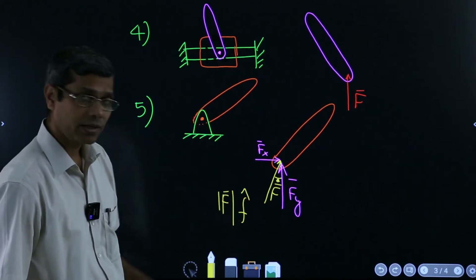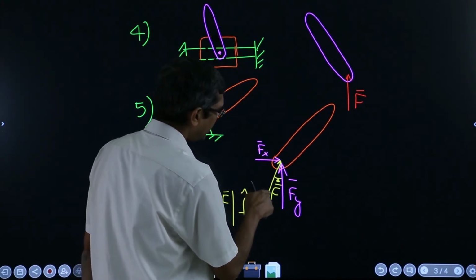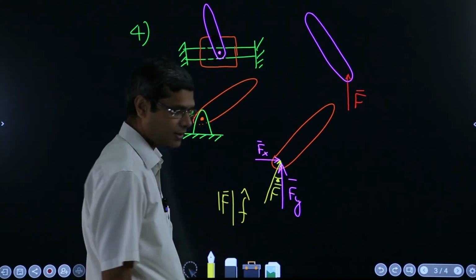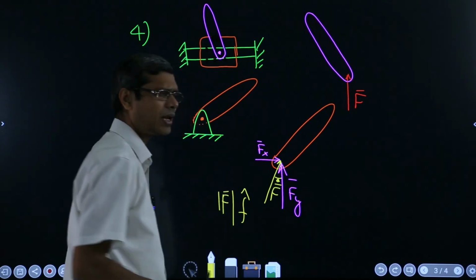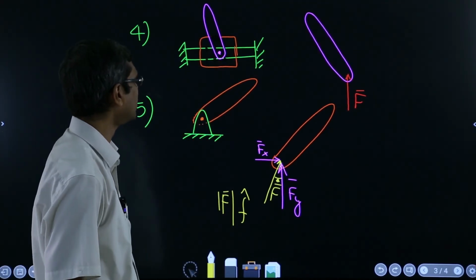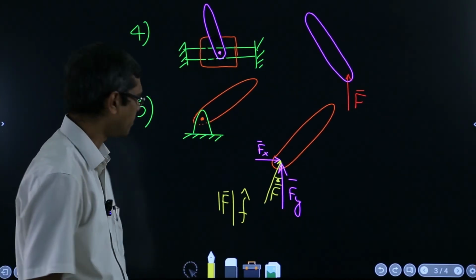And then again, students always feel very compelled to think that this F will be in this direction. No, it will not necessarily be. It could be at some other angle, and this force can be at a completely different angle. So that should be very clearly kept in your minds.